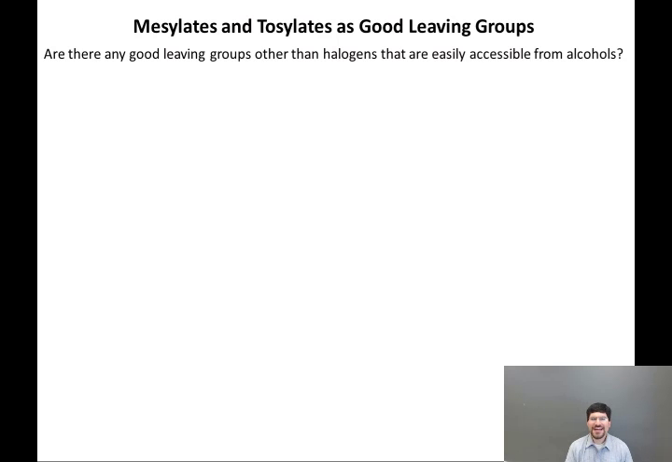Okay, this is our final lesson on the topic of nucleophilic substitution reactions, in which case we consider mesylates and tosylates as good leaving groups. So what motivates our foray into this area is the question, are there any good leaving groups other than halogens that are easily accessible from alcohols?